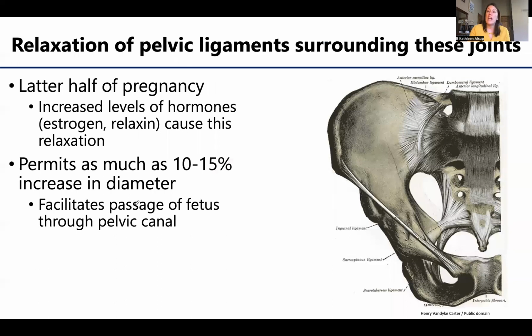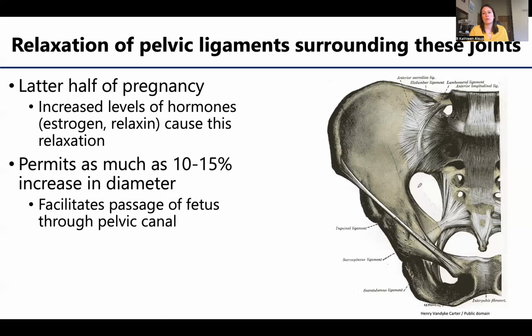Now, you can have relaxation of pelvic ligaments, which will directly affect the mobility of the surrounding joints. This is fairly typical in the latter half of pregnancy, where there are increased levels of specific hormones, so sex hormones in terms of estrogen, as well as relaxin. And this can permit as much as a 10 to 15% increase in diameter, typically in the more transverse direction. So this will allow for more movement of the ligaments, which will allow for more movement of the joints. And this will help to facilitate the passage of the fetus through the pelvic canal.